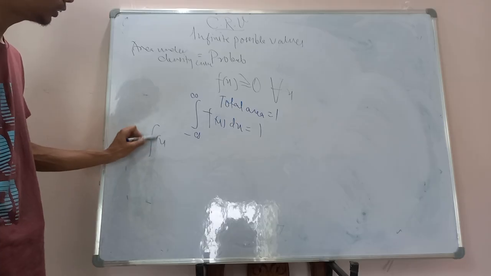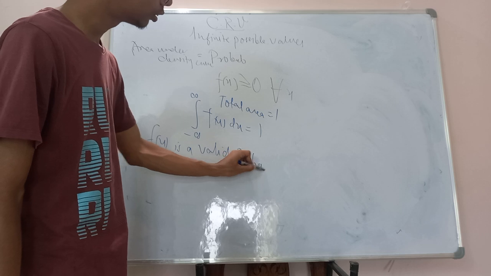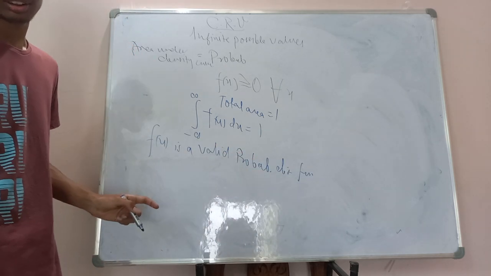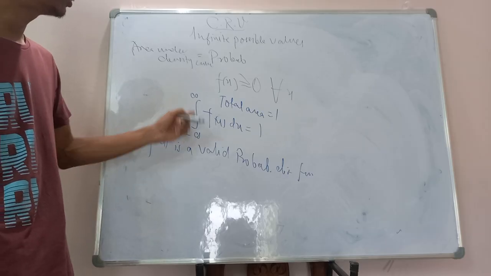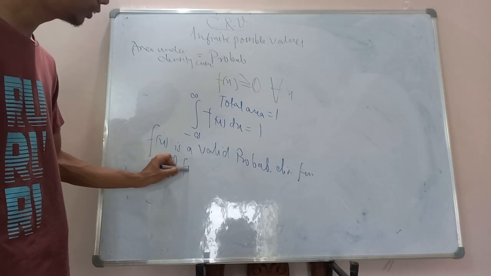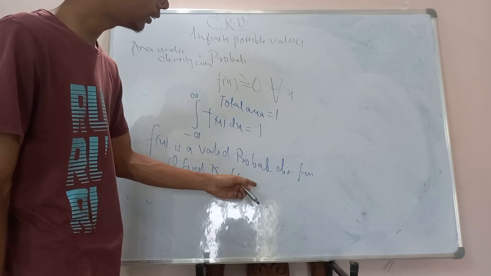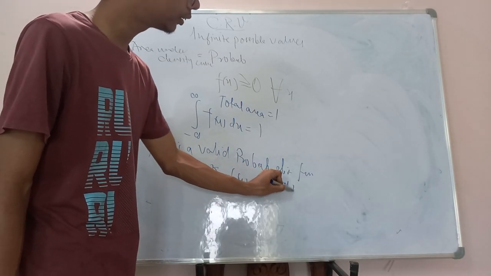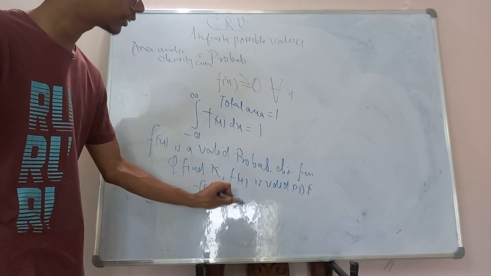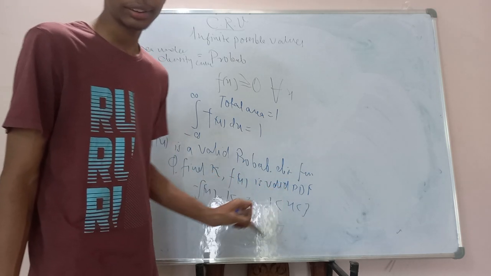So if my f(x) is a valid probability distribution function, the integration from minus infinity to plus infinity of f(x) dx will be equal to 1. So suppose there is a question: find k such that f(x) is a valid probability distribution function, and f(x) is equal to kx square if x belongs to 1 to 3.